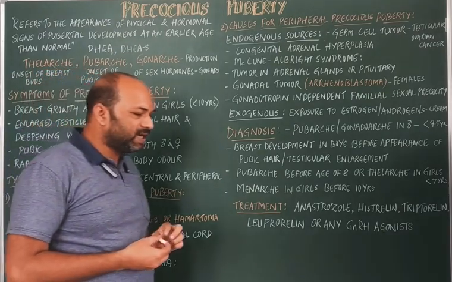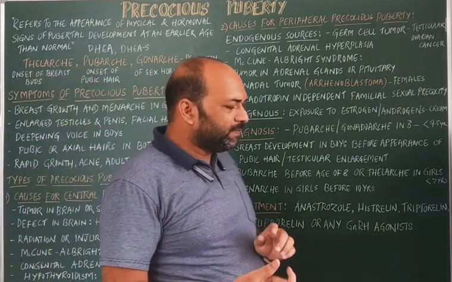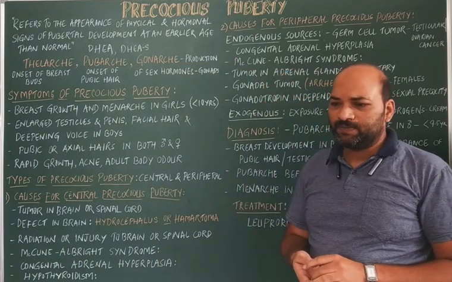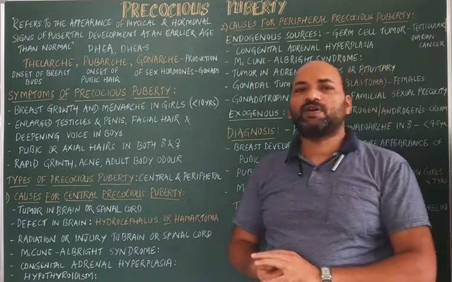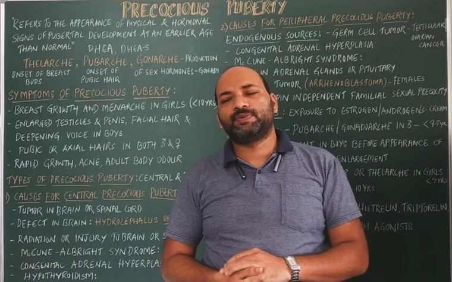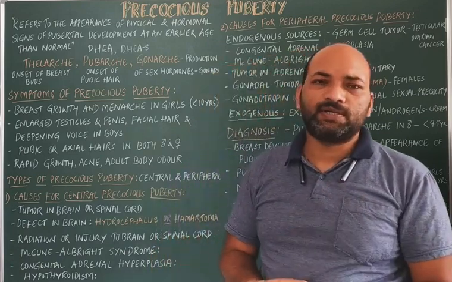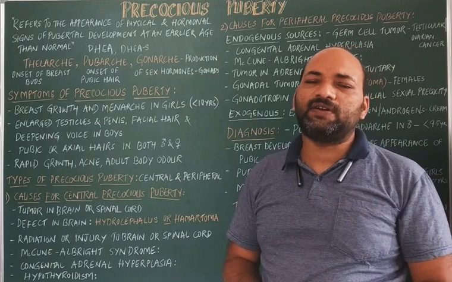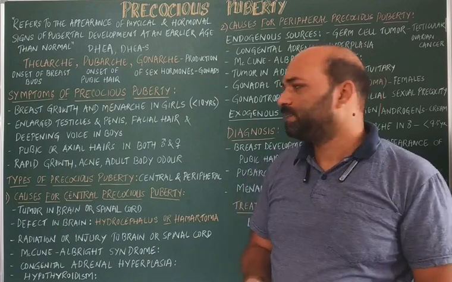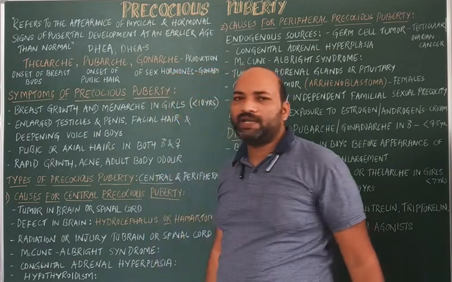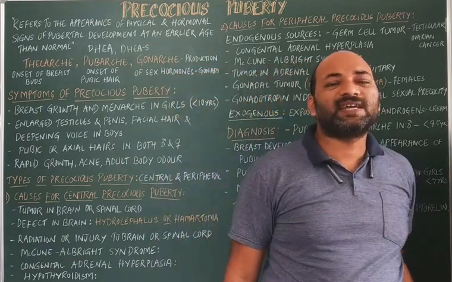So next is regarding the types. What are the types of precocious puberty? There are mainly two types. The first one is called central precocious puberty. The other one is called peripheral precocious puberty. So why do we call it central? Why is the word central used?